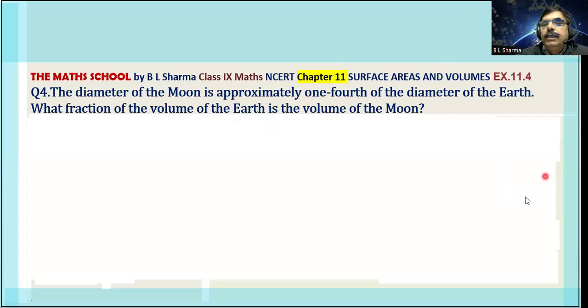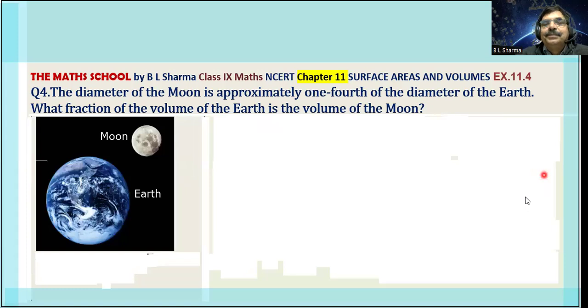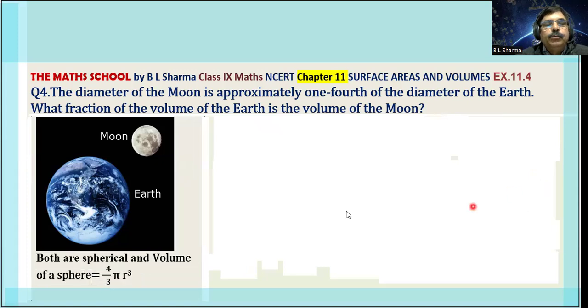So to visualize this question, let this be the moon and this be the earth. Both are spherical, and we know the volume of a sphere is given by 4/3 pi r cube, means we need the radius of moon and radius of earth. But it is given in the question that diameter is given. So first we convert diameter into radius.